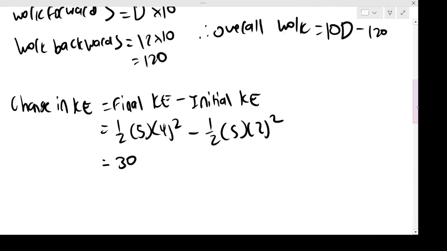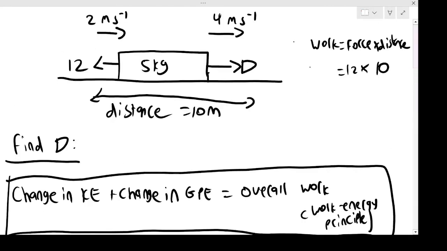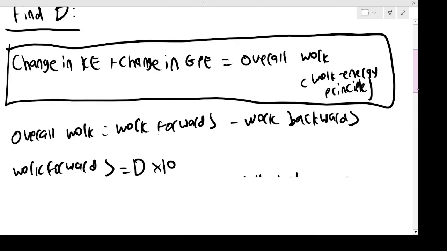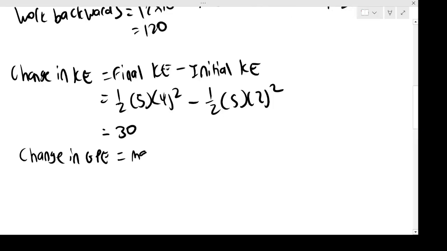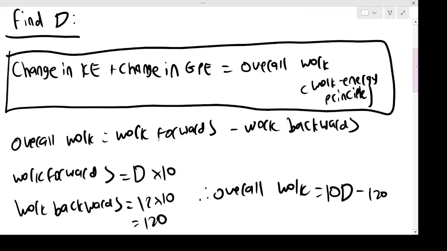Then the change in gravitational energy, GPE. That's going to be mgh. But actually there is no height change, because we're on a flat surface, so there is no work done. Mass is 5 times 9.8 for g, but there's no height, so it all goes to 0. So actually now we have all the ingredients.